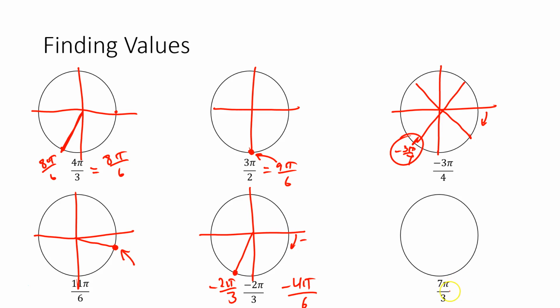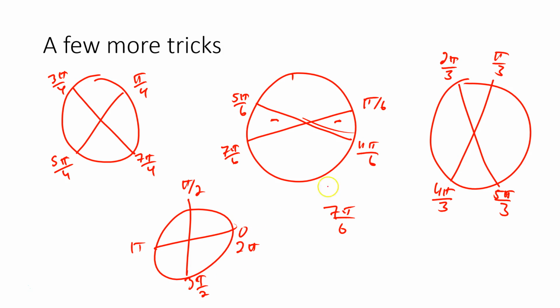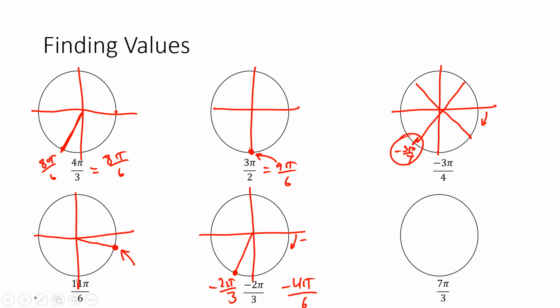7 pi over 3. Ooh, that's a little different. In fact, I don't think we had that on our circle at all, right? There is no 7 pi over 3 on our hourglass. So what that means is we're just going to have to keep counting. I would count that as 14 pi over 6. So the cadence can keep going.